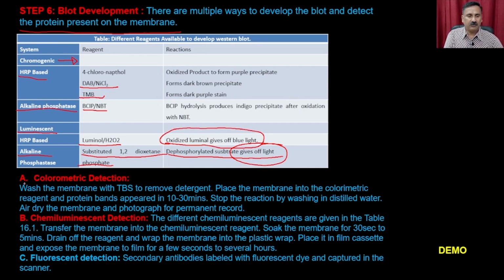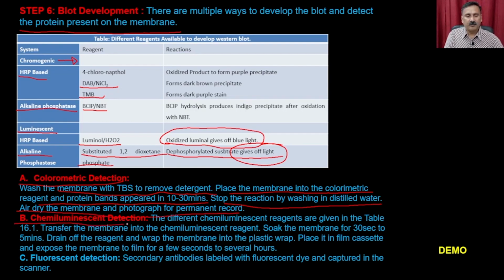After that, you're going to do the colorimetric detection. Wash the membrane with TBS to remove the detergent. Place the membrane into the colorimetric reagent, and the protein bands appear in 10 to 30 minutes. Stop the reaction by washing in distilled water. Air dry the membrane and photograph for a permanent record.